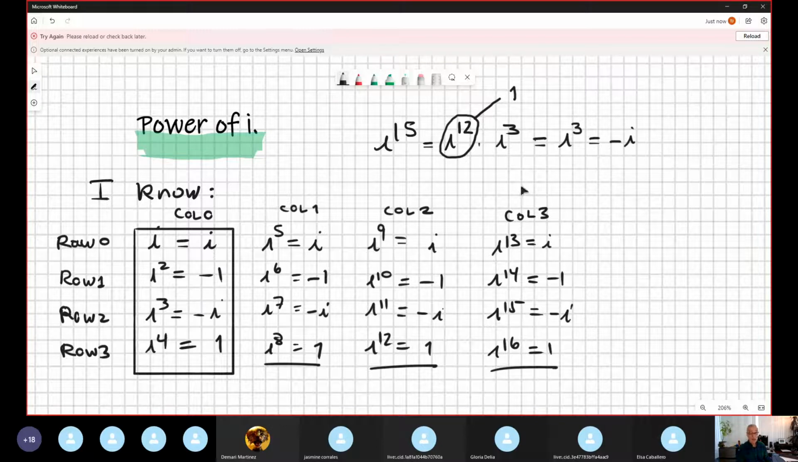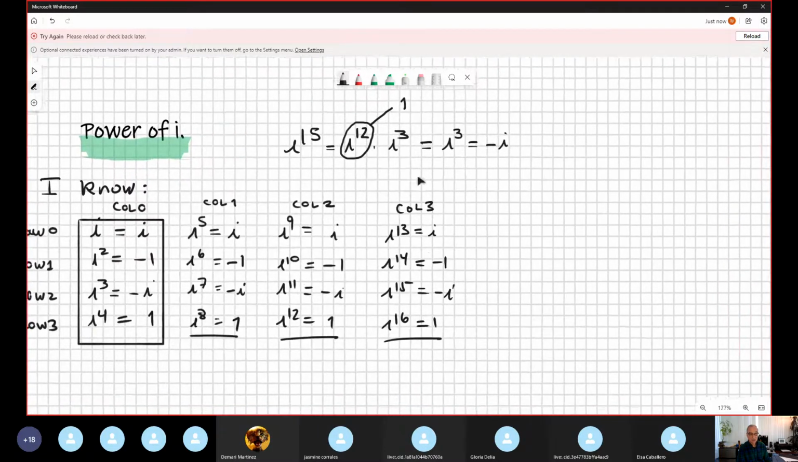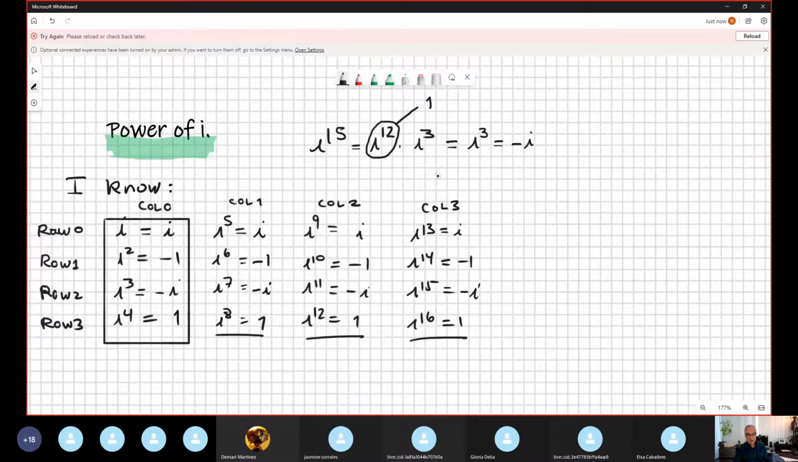And 16 is obvious, positive 1, because any exact multiple of 4 is 1, and 1 is invisible. But okay, I understand, Professor. However, I have a shortcut to do this idea super fast. You take 15. You divide by hand by 4. Why by 4? Because this pattern is repeated 4 by 4.